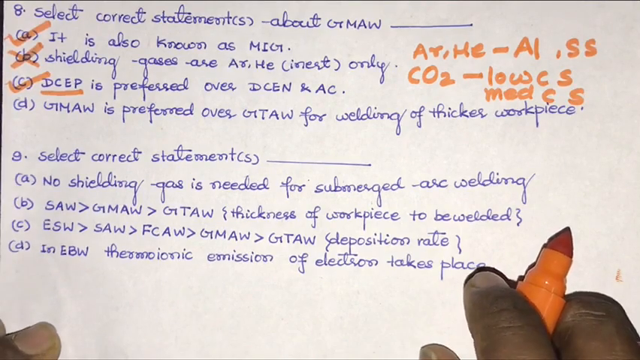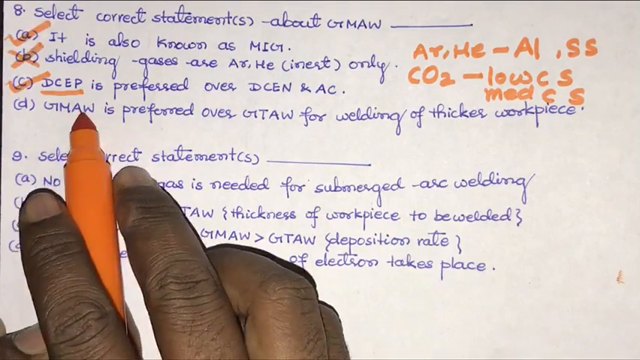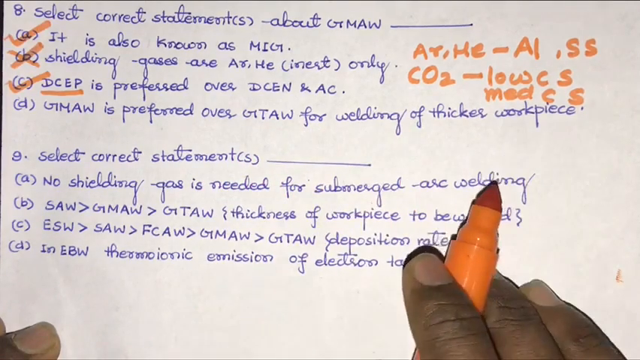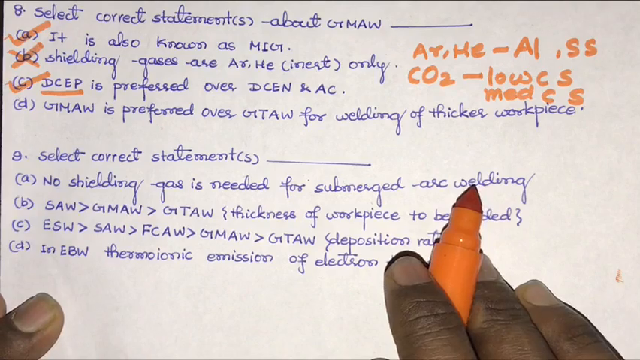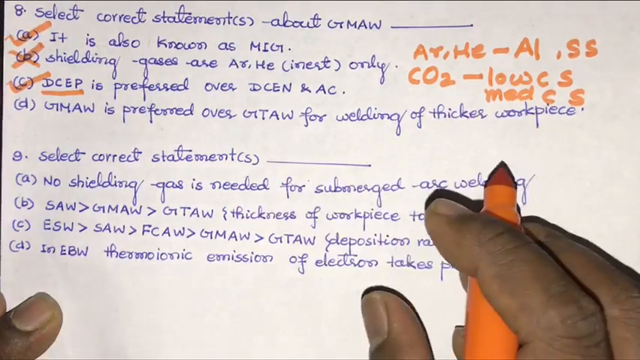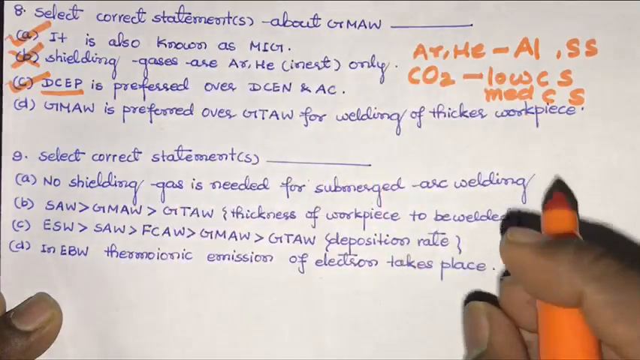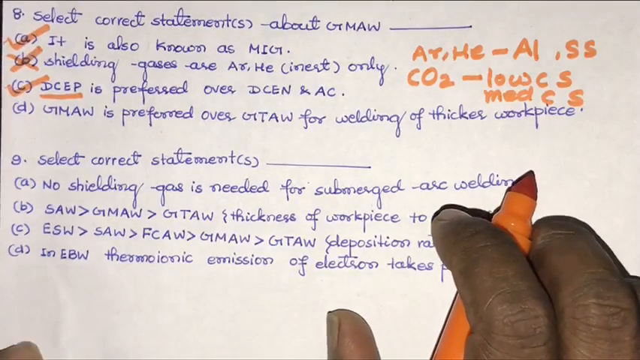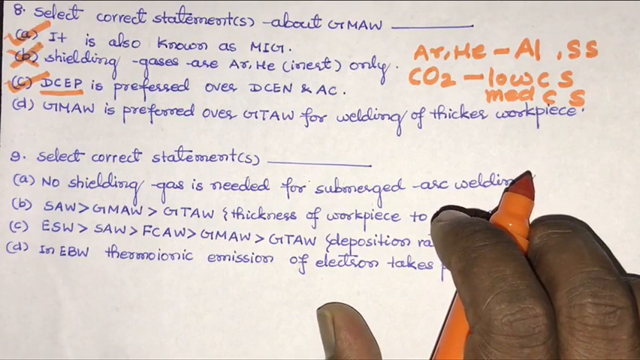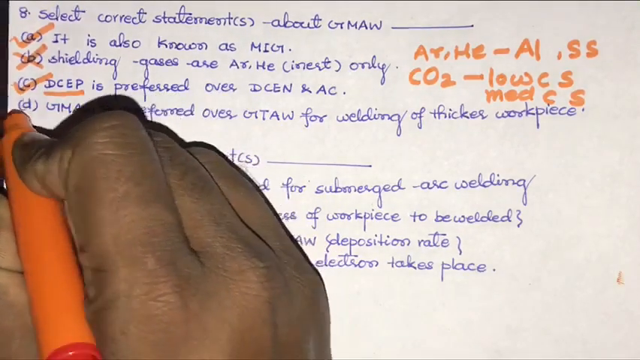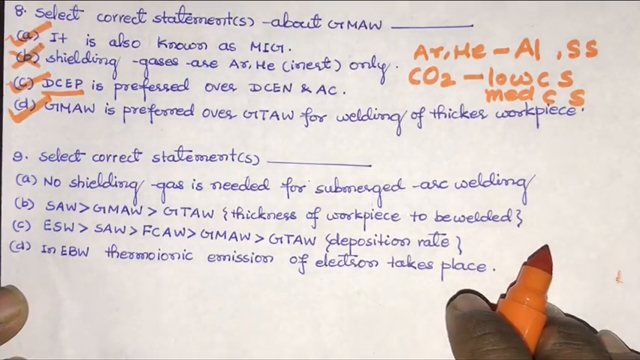Coming to the next: gas metal arc welding is preferred over gas tungsten arc welding for welding of thicker workpieces. Gas metal arc welding has a much higher deposition rate than gas tungsten arc welding, and hence, if the deposition rate is higher, it can be used for welding of thicker workpieces. So this is absolutely correct.